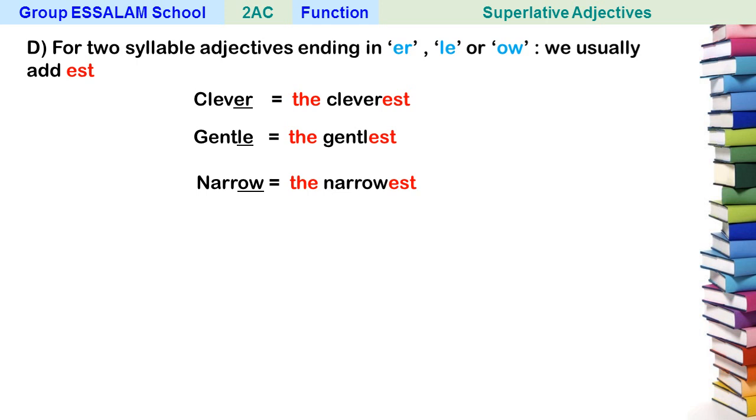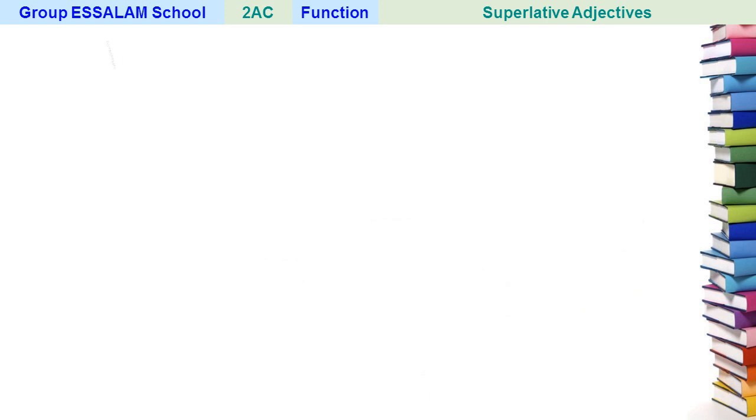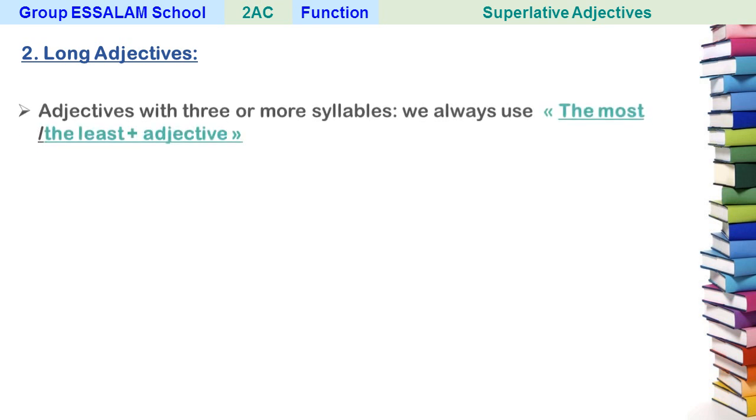So narrow, the narrowest. For example, David is the cleverest boy in the class, which means he's the most intelligent student in his class. Is it okay? Now let's move on to the second adjective type, which is long adjectives. So we have seen short adjectives and their types. Now let's move into the long adjectives.